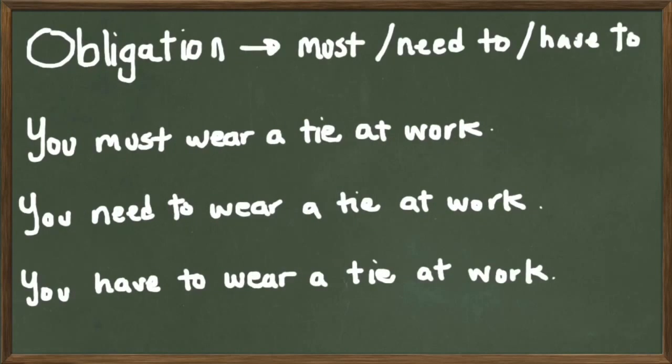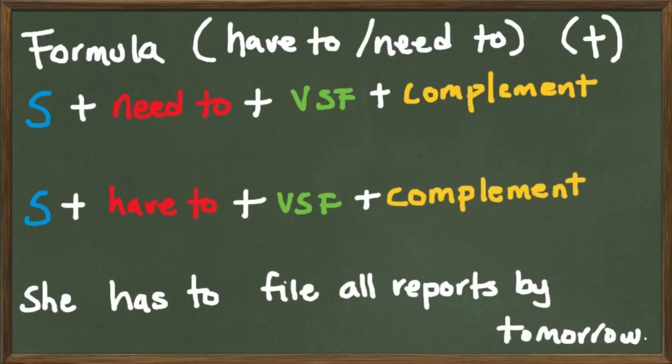Okay, so an obligation is something that is necessary to do, something that is not only your responsibility, but also a must, something necessary, obligatory. For this, we're going to be using the auxiliaries must, need to, and have to. We have three examples. Example number one: you must wear a tie at work, or you need to wear a tie at work, or finally, you have to wear a tie at work. We'll analyze this a little bit more here.